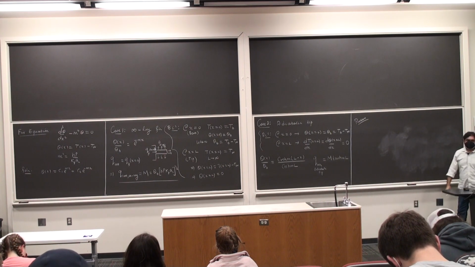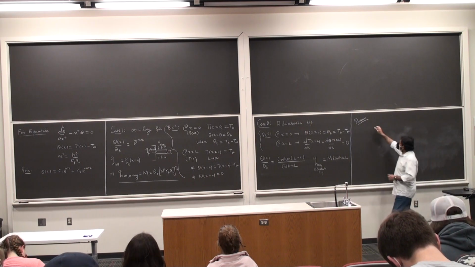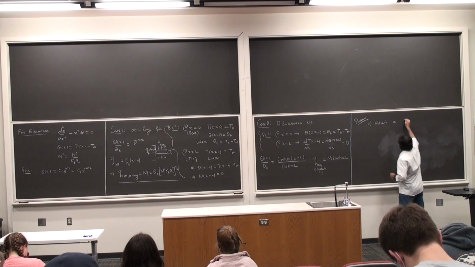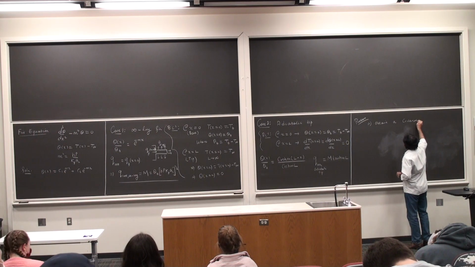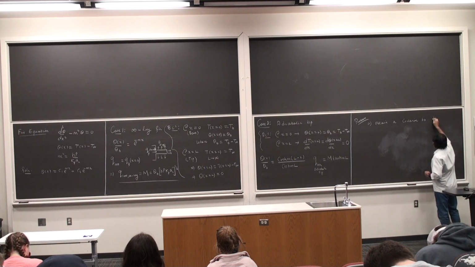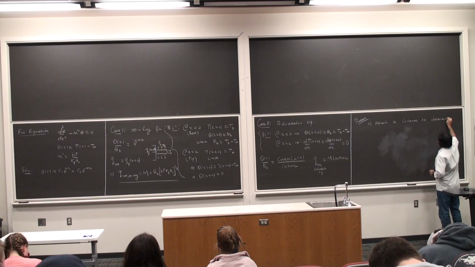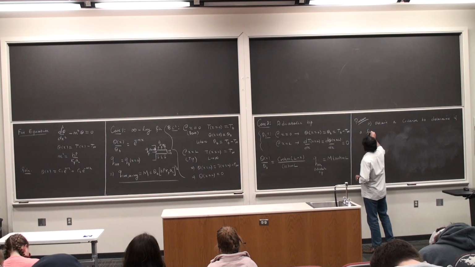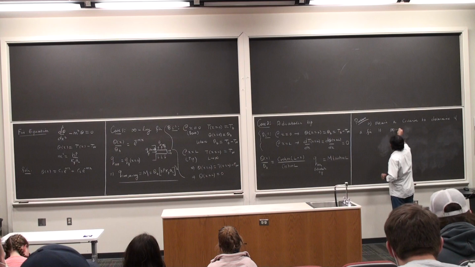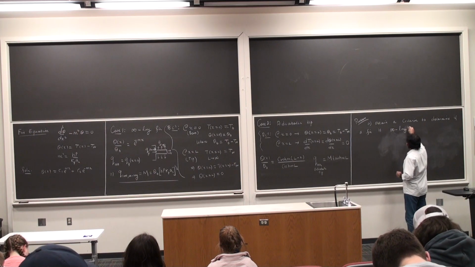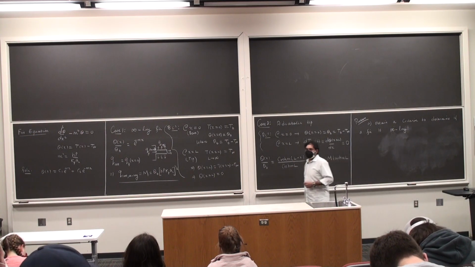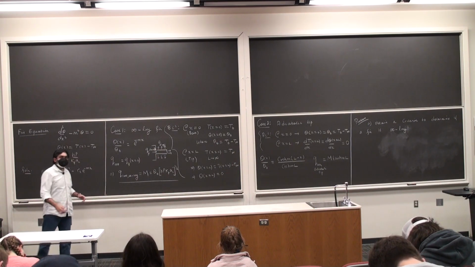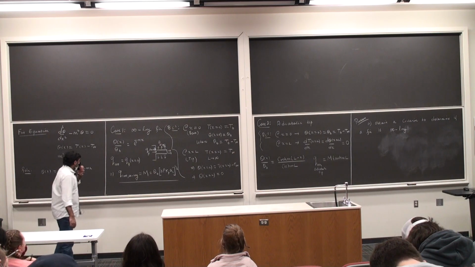There are 2 parts to this problem. First is obtain a criterion to determine if a fin is infinitely long. So this is the first part of the problem. I'll prove this very quickly, and then we'll put some numbers and look at the next part of the problem.